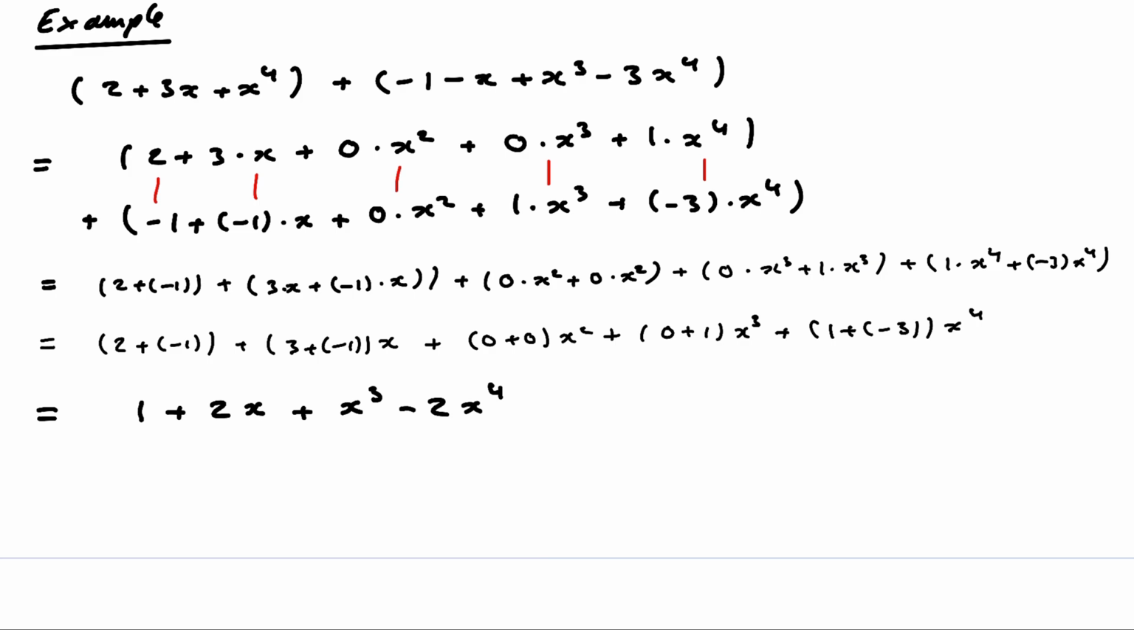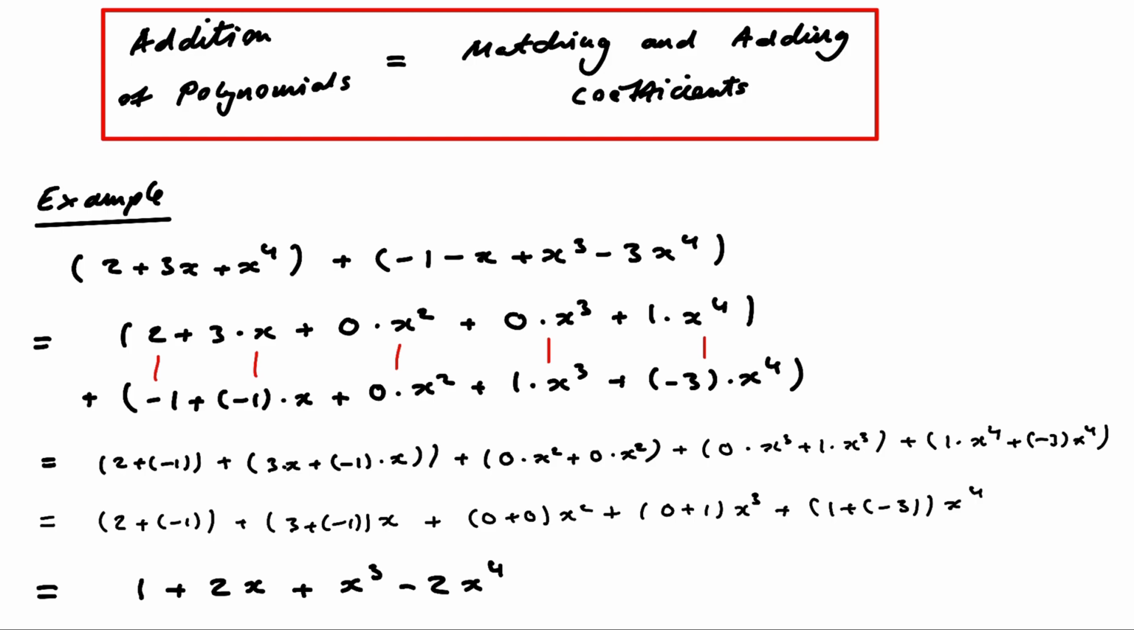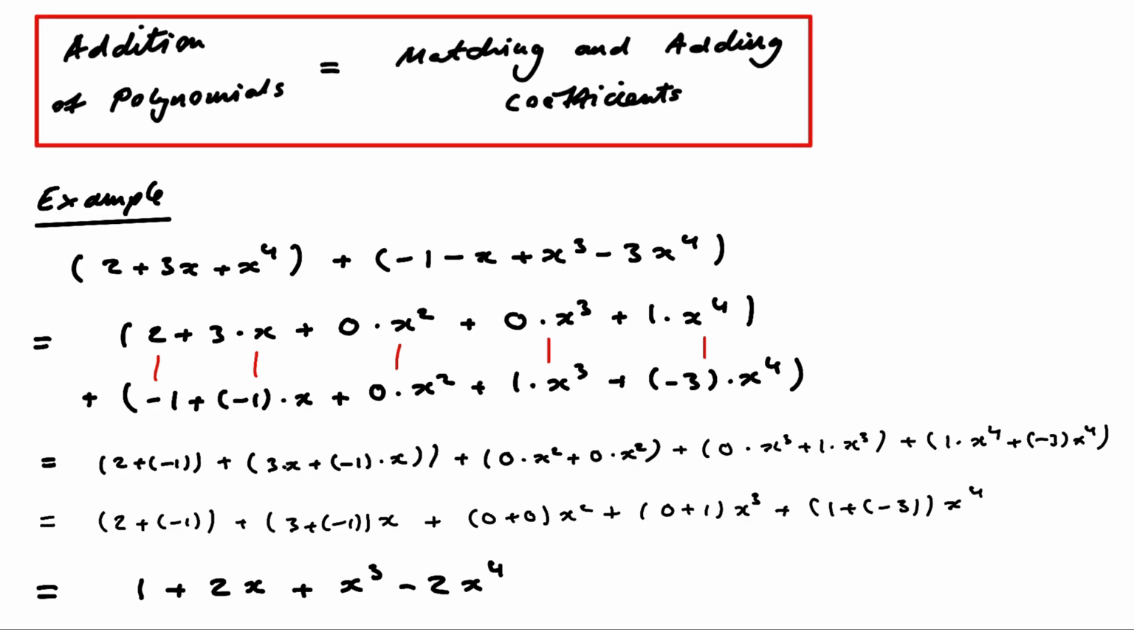And now I've written it in polynomial format, right? It's exactly the correct format. So really what we've done here is exactly what I've said above. We are taking the polynomials and we are matching the coefficients. So that's what I'm doing here. This is me matching the coefficients and then just adding them up essentially, and those are the new coefficients.